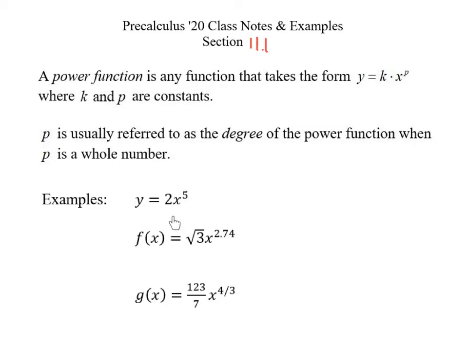So here's some examples of power functions, right? 2x to the fifth. That's very typical of what we might see in our work in this chapter. But you can get a little fancier. I mean, it can be any constant. So root 3 is a constant, right? 2.74 is a constant. So we don't have to have whole number exponents. We don't have to have whole number coefficients, right? That's what we call the number multiplying the x. It's a coefficient. All right, and then here's another example of where we could have a fraction for the coefficient. We could also have a fraction for the exponent.